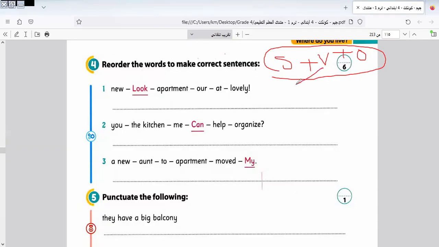In the question form, what can I do? I replace the verb instead of what? Instead of the subject. And if we have a question, don't forget to put the question mark at the end of the sentence.